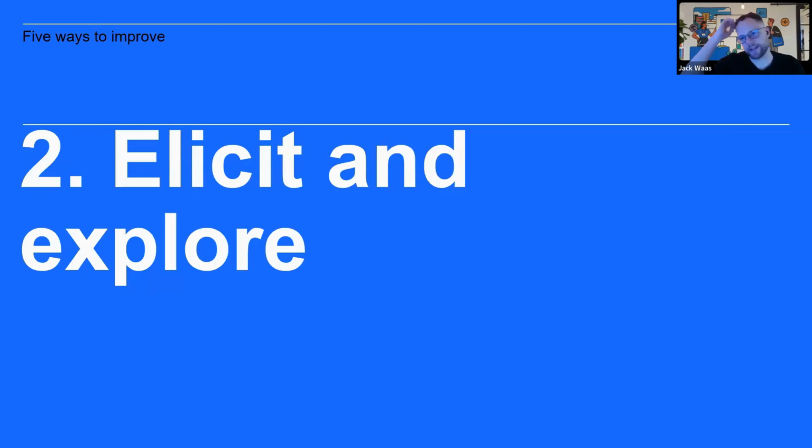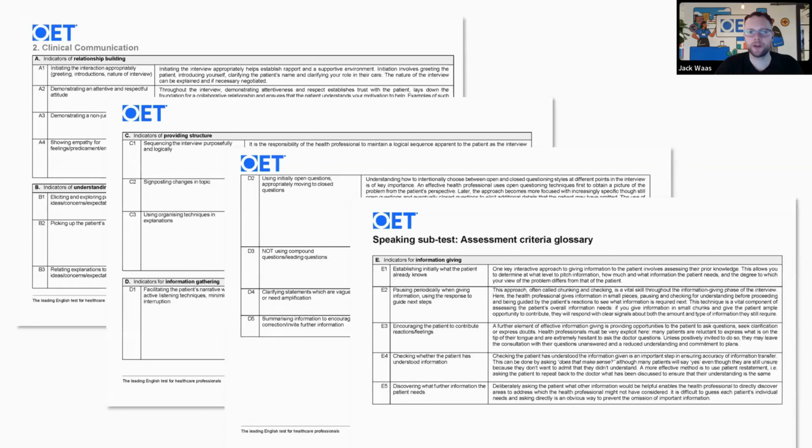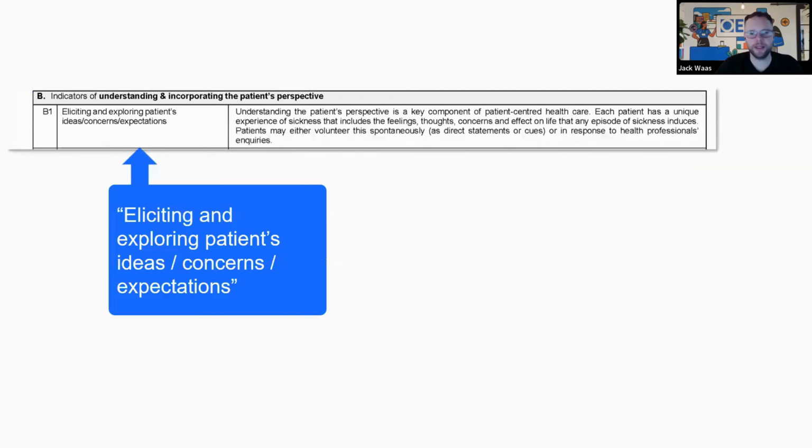Well done. So let's move on to the second way in which we can improve your speaking, and that is to elicit and explore. That's our next way we're going to talk about here, elicit and explore. So let's go back to our assessment criteria glossary to see what this actually means. Here we see that we need to elicit and explore the patient's ideas, concerns, expectations as part of the criterion understanding and incorporating the patient's perspective.